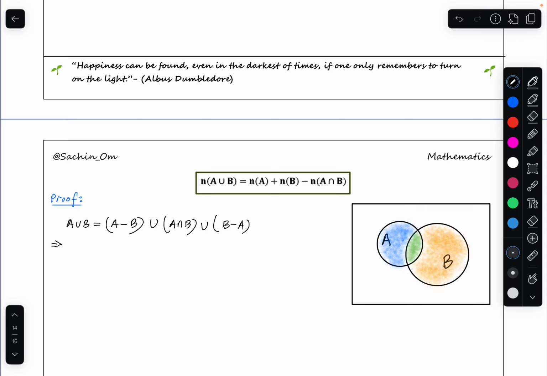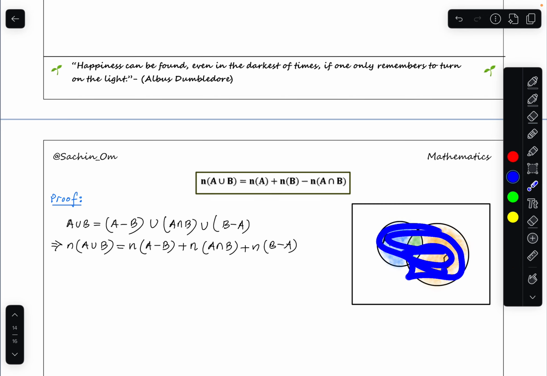Now I wanted to find the number of elements in A union B. So the number of elements in A union B would be equal to the number of elements in A minus B plus the number of elements in the intersection plus the number of elements in B minus A. So what I'm basically saying is that the union as a whole is equal to the number of elements in the blue region, the number of elements in the middle portion, and the number of elements in this portion. Summing up all these three will give me the final thing.